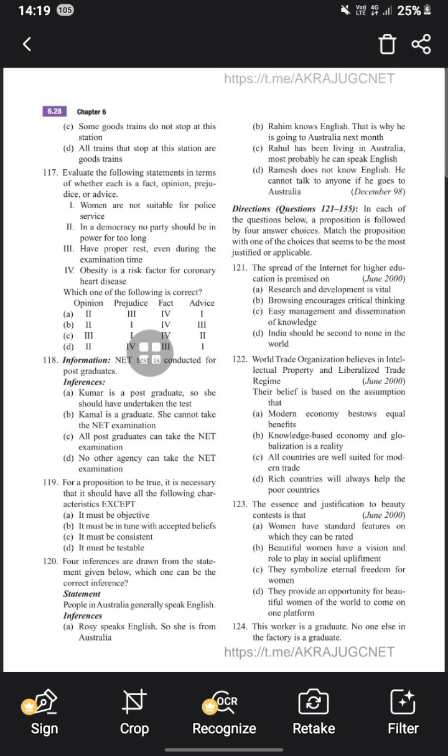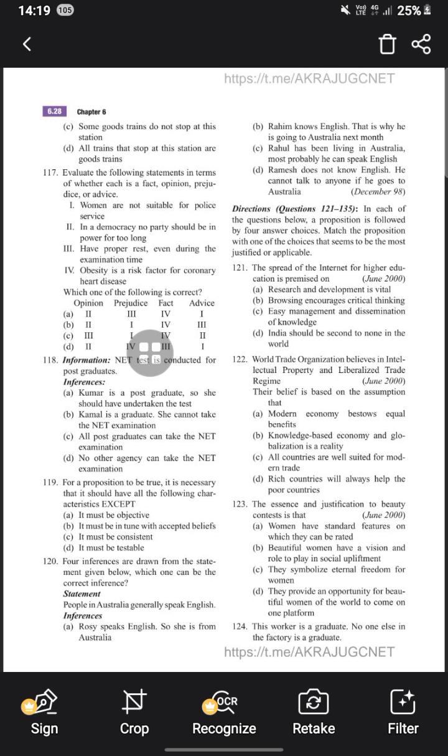Evaluate the following statements in terms of whether each is fact or opinion. 117 the answer will be B. First, in a democracy, no party should be in power for too long. Then women are not suitable for police service. Then obesity is a risk factor for coronary heart disease. And last is to have a proper test even during the examination. NET test is conducted for postgraduates. 118 the answer will be C. All postgraduates can take the NET examination.